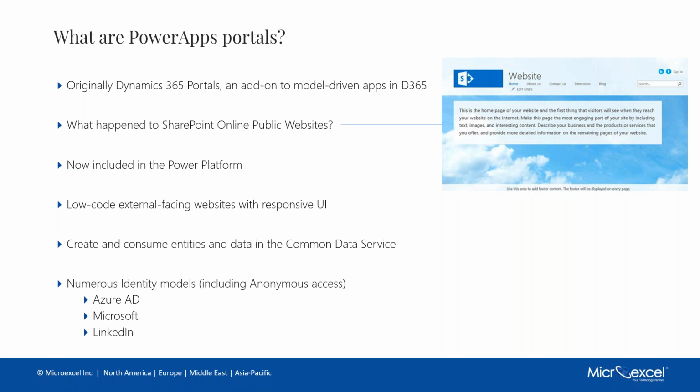At Ignite they announced Power Automate is the new term for Flow, and add that to Power Apps, and you get the Power Platform, right? So now those portals and the quote unquote public websites are now part of this Power Platform.